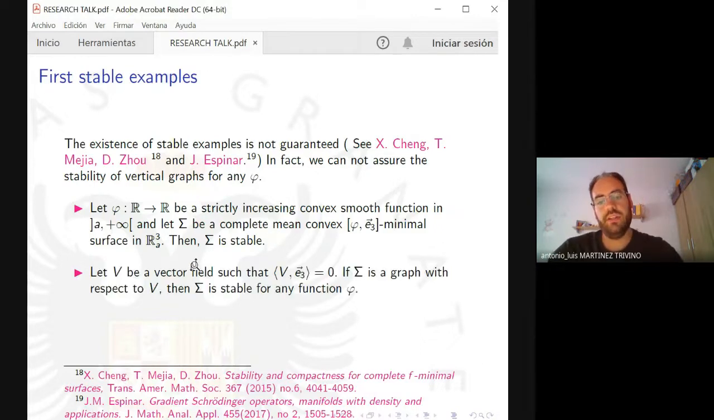On the other hand, if U is a vector field that is orthogonal to the vertical direction, then any horizontal graph, or a graph with respect to the Killing vector U, sigma is stable for any function phi. Okay, so joining this result together with the work of Chen, Mejia, and Zhu, we prove that there are no vertical graphs with finite weighted area.